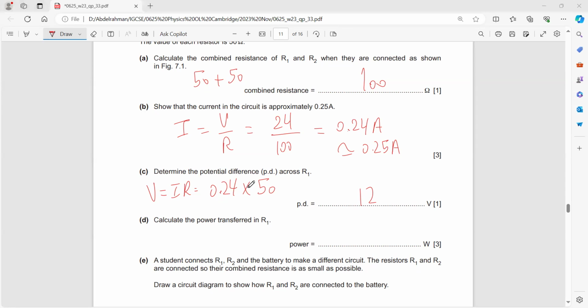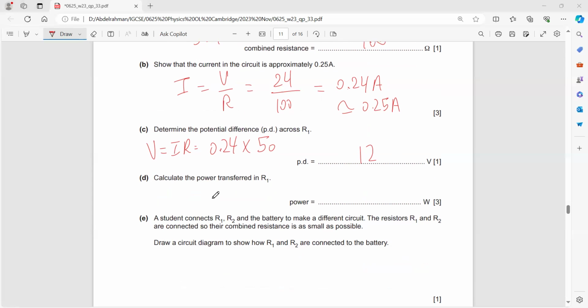Do you know it? Yes, current multiplied by voltage. Power equals IV or VI, which is a new equation we are required to know. P equals VI or IV, it's the same. V, voltage, 12 times the current, 0.24. 12 times 0.24 is 2.9 watts, right? Yes, that's it.